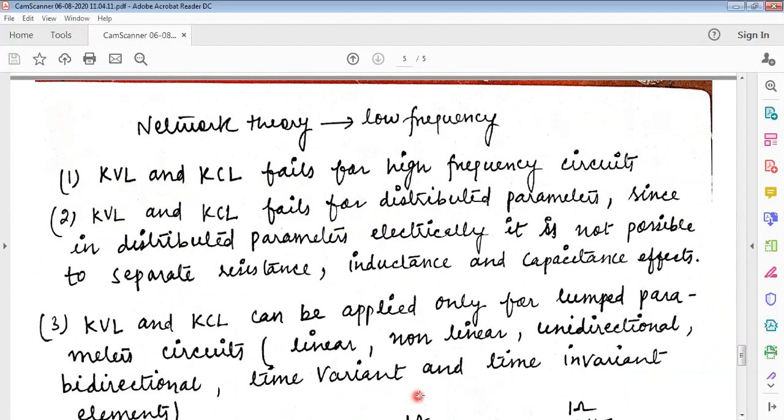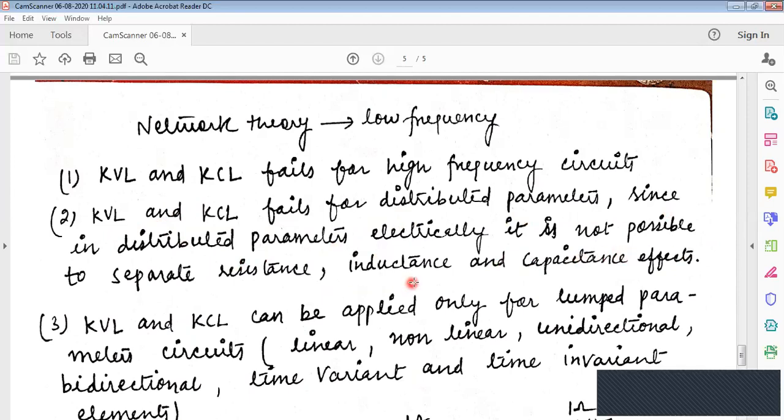I will explain what you mean by lumped parameters and distributed parameters. First, listen here. KVL and KCL also fail for the distributed parameters. Why? Since in distributed parameters, electrically, it is not possible to separate the resistance, inductance and capacitance effect.